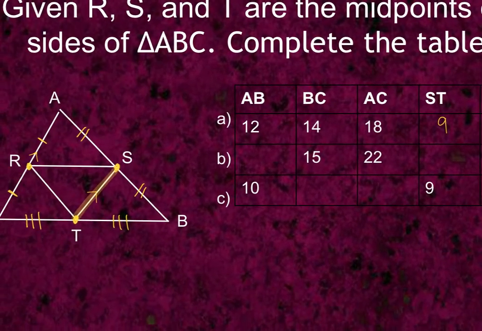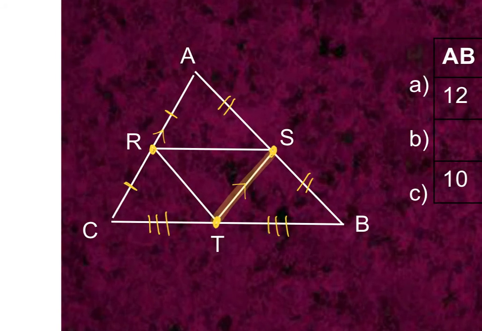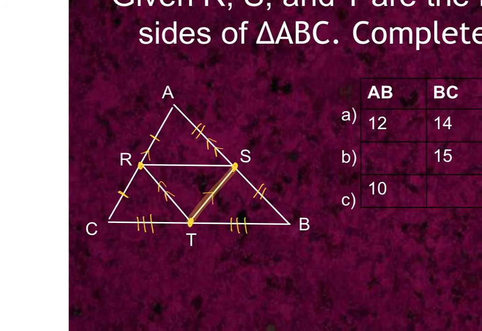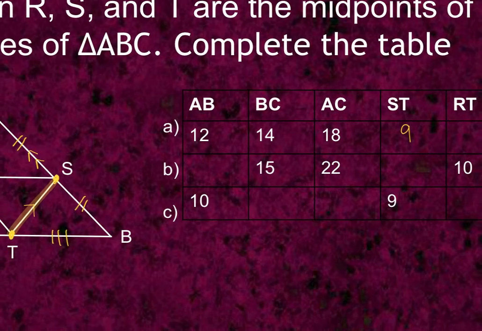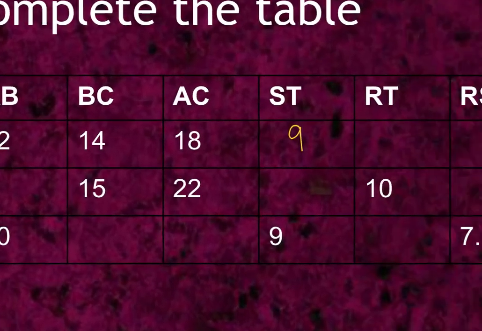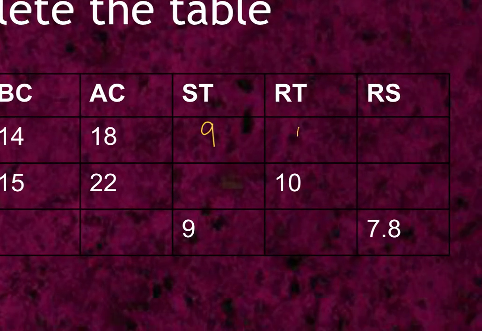RT. Well, RT is this one. Which side of the triangle is parallel to RT? Go ahead, Noah. AB, very good. So whatever AB is, RT is just going to be half of that. AB is 12, so RT should be 6.